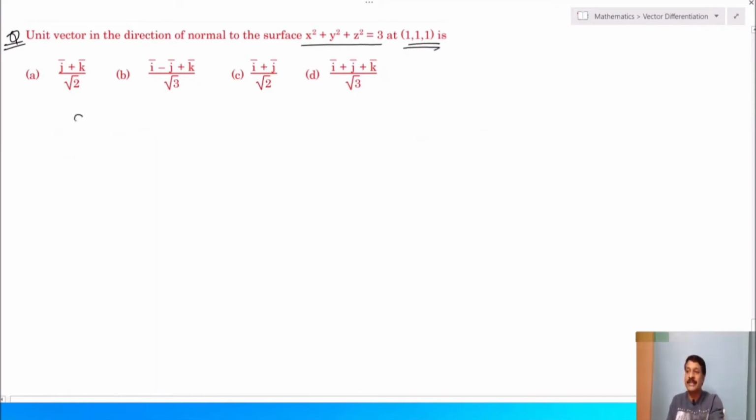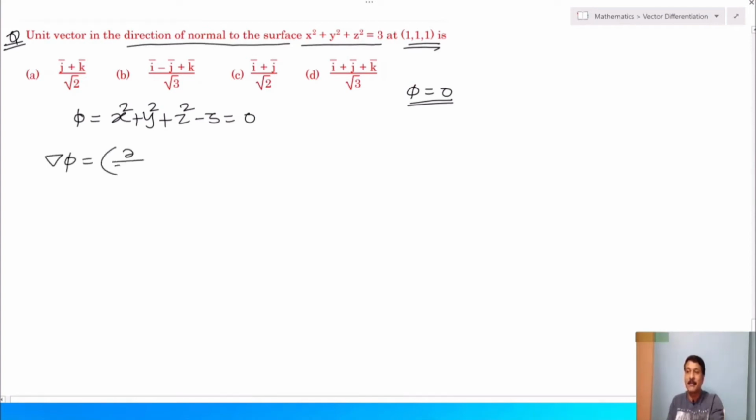If I denote this phi as a surface, it is nothing but x square plus y square plus z square equal to 3, or one can write here minus 3 equal to 0. Normally when we take a surface, I always consider phi equal to 0 or phi equal to constant. So here first you find the vector direction of the normal to the surface, which we know is del phi. So what is del? Del is del by del x i plus del by del y j plus del by del z k. And what is phi? It is x square plus y square plus z square minus 3.